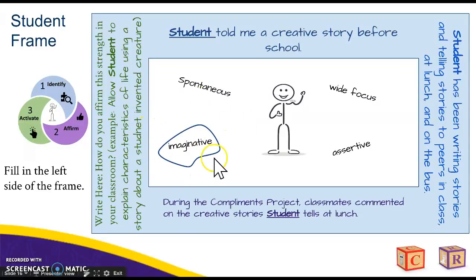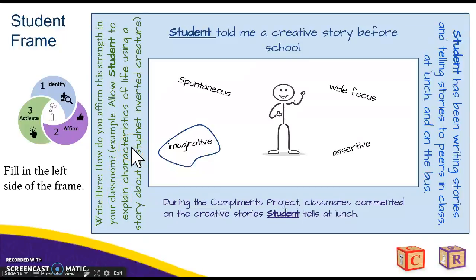There are more ways that I can activate this student's imaginative strength, and I haven't done anything yet to activate the fact that the student has an assertive piece that could be really used in classroom management, or a wide focus, which may help the student focus on many things at once or have many things in the air. And they're spontaneous. Sometimes we need that friend that's spontaneous that helps drag us along places. And so these are all strengths that I can affirm with this student in my classroom. So this question asks you, how do you affirm the strength in your classroom?